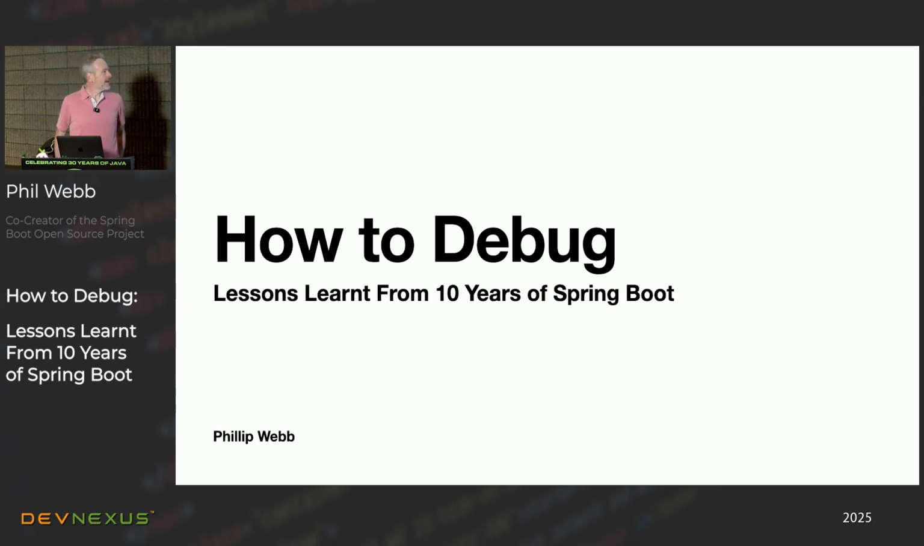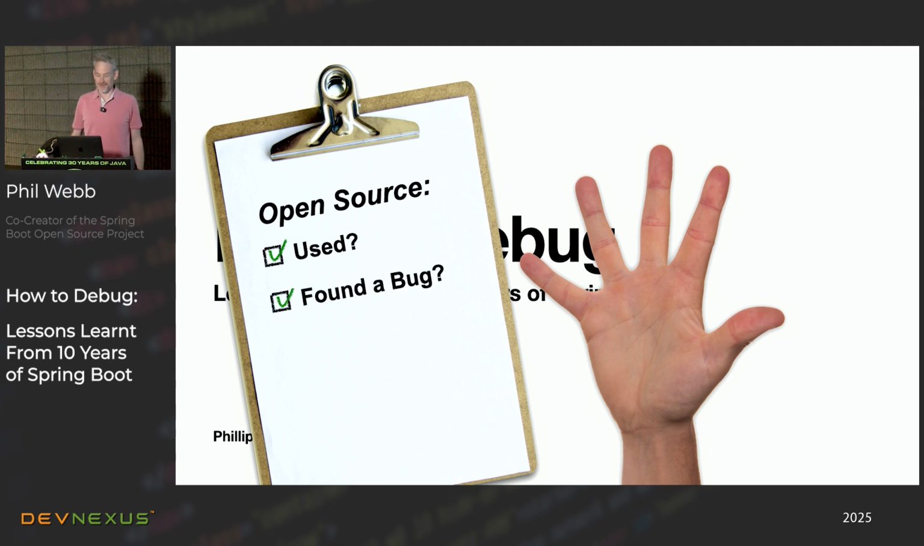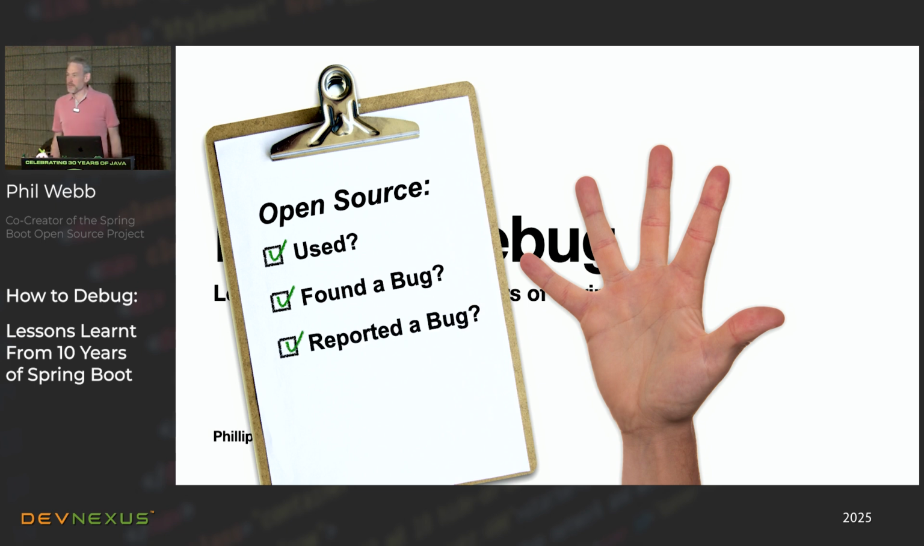I always like to start my presentations with a show of hands to wake people up after lunch. So can you raise your hand if you've ever used open source software? Right, pretty much everyone. Have you ever found a bug in open source software? Yeah, pretty much everyone. Have you ever reported a bug in open source software? No? Half or so, a bit more. And have you ever fixed a bug in open source software? Oh, quite a good number.